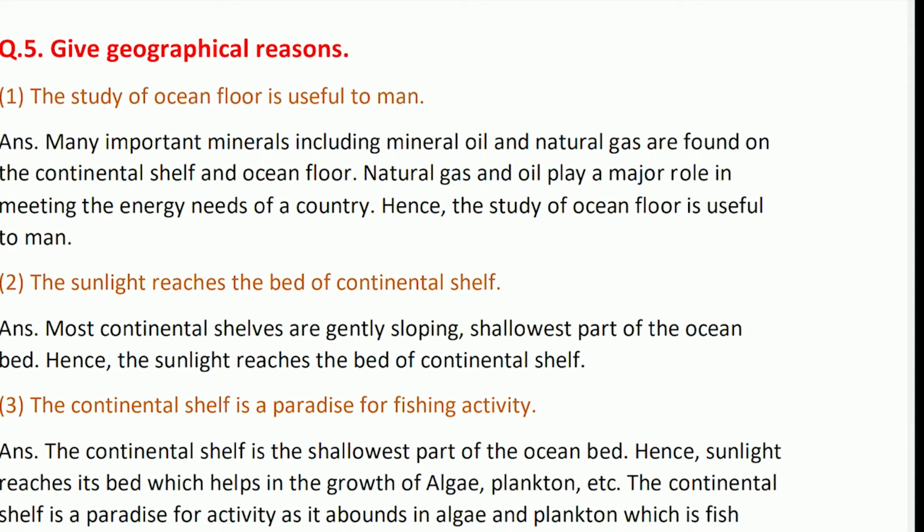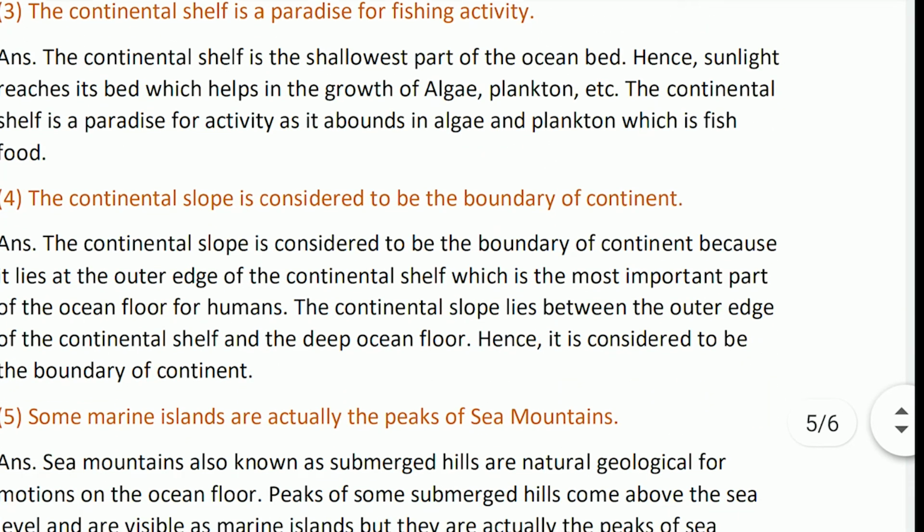The sunlight reaches the bed of the continental shelf. Most continental shelves are gently sloping, the shallowest part of the ocean bed. Hence, the sunlight reaches the bed of the continental shelf. The continental shelf is a paradise for fishing activities. It is the shallowest part of the ocean bed, so sunlight reaches its bed, which helps in the growth of algae and plankton, which is fish food.